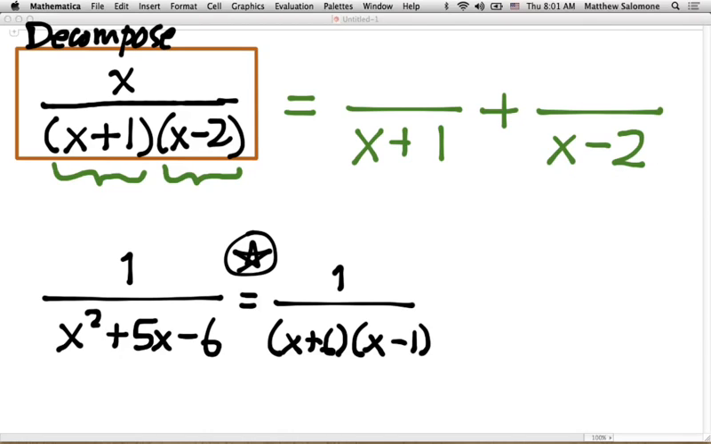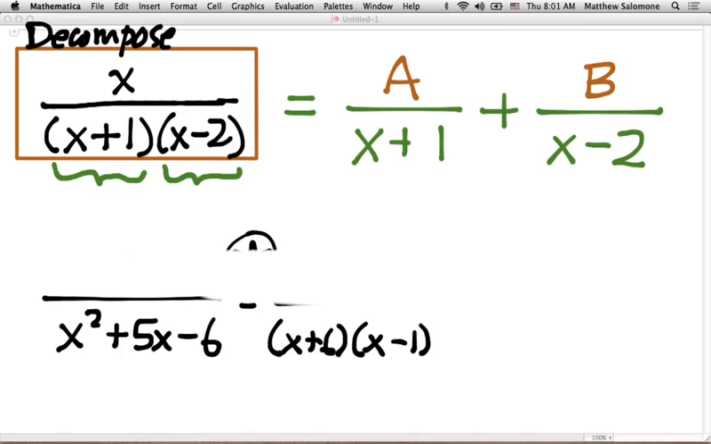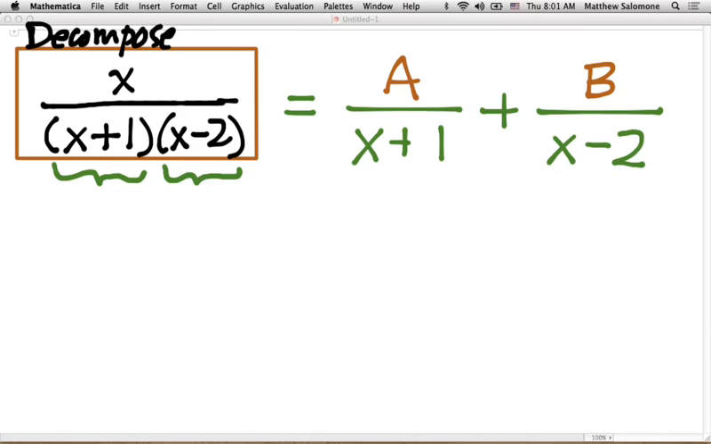Okay, and what's the next step in the process? What do we put upstairs in the numerators of these fractions? Yeah, we're going to put some A and B. And what do A and B stand for here? A and B are going to be constants.